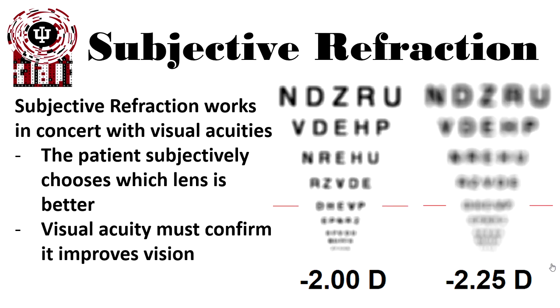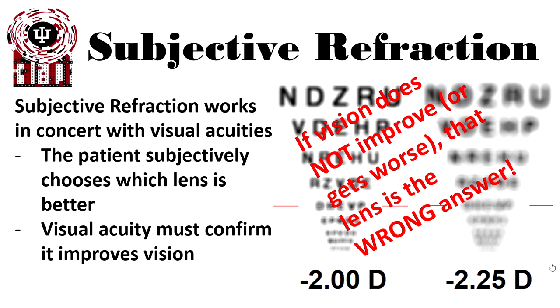Subjective refraction works in concert with visual acuities. The patient subjectively chooses which lens is better, and visual acuity must confirm it improves vision. I can't stress this enough. If vision does not improve, or it gets worse, that lens is the wrong lens.